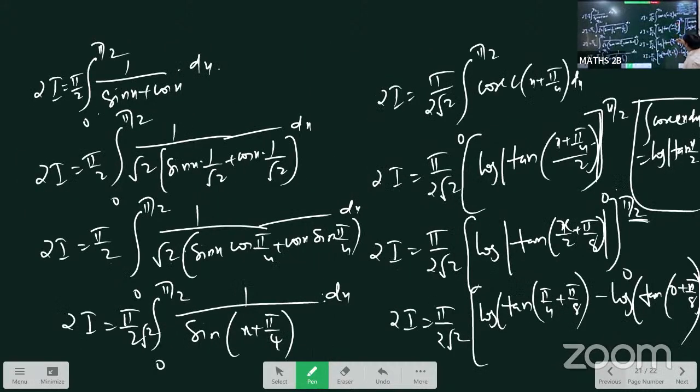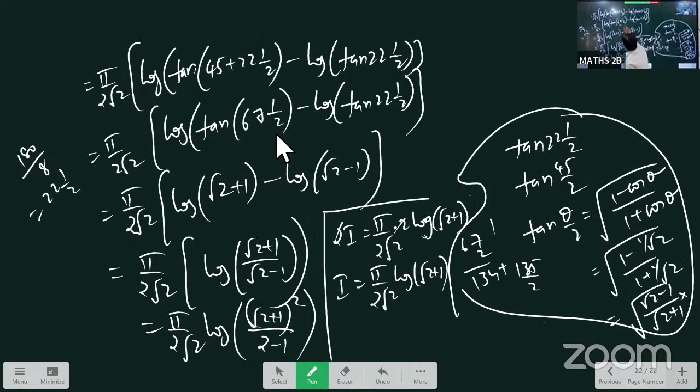Applying the formula, I got x by 2 plus pi by 8. Apply upper limit minus lower limit. That is 0 to pi by 2. After applying this, pi by 4 plus pi by 8 will give you 67.5. And this is 22.5. Tan 22.5 means tan theta by 2. That is under root of 1 minus cos theta by 1 plus cos theta. Okay. No need to derive. So tan 22.5 is root 2 minus 1 and tan 67.5 is root 2 plus 1. So this is how you are going to get this answer. Is it clear?